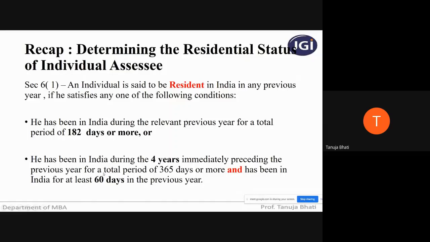Now, let us check whether he is fulfilling the second basic condition. If he fulfills the second basic condition, he'll become a resident, otherwise non-resident. So what is the second basic condition? His stay in India during the 4 years, which you will calculate from immediately preceding the previous year, should be at least 365 days or more. So let us see whether part A is at least getting fulfilled or not.